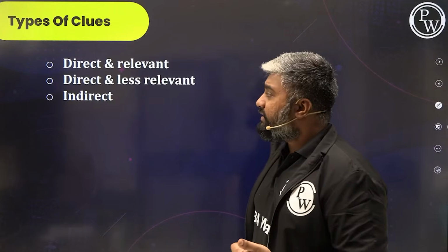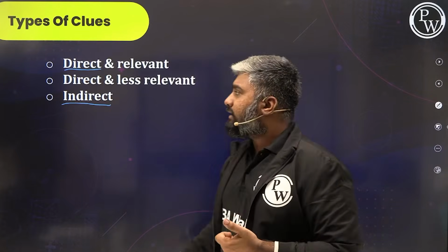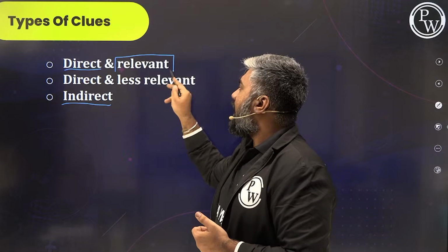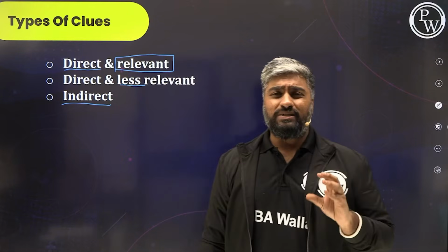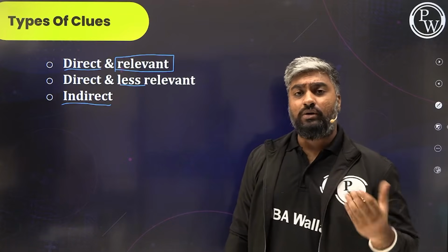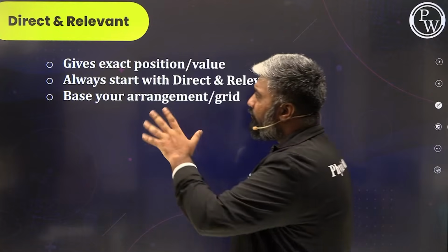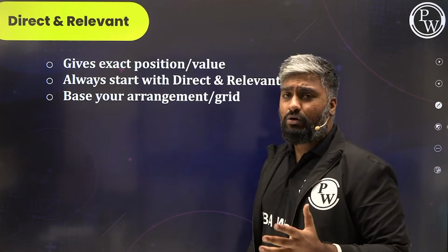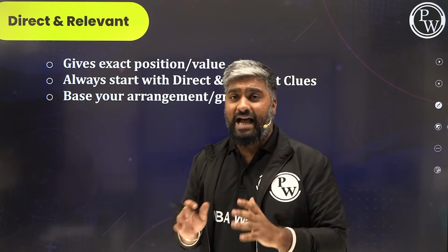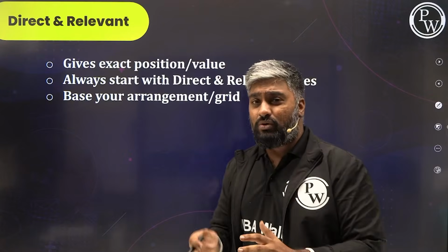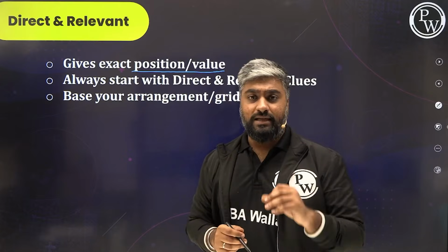Obviously we know that there are direct and indirect clues, but within direct clues also there are relevant and less relevant clues. So we're going to do a small activity where we figure out which clue is what. Let's take an example set here, before which let's talk about what direct and relevant clues are. A direct clue is going to give you exact location, exact position, exact value, right? If it gives you exact of something, that's a direct clue.